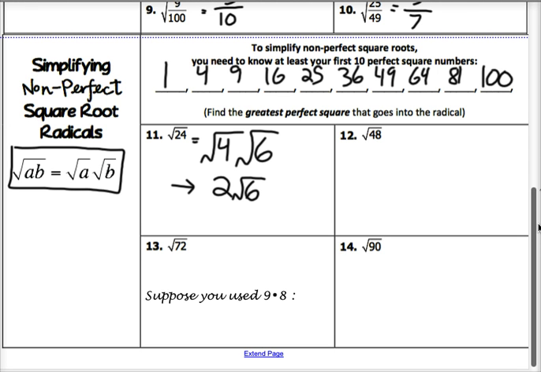Now, number 12. So looking at that one, now this is where you have to start being very careful because as you're looking at your list, you may see, oh, awesome, 4 goes into 48. However, notice that we are always looking for the greatest perfect square. So I emphasize greatest because you don't want to actually pull out the 4. What you want to pull out is the 16. 48 is 16 times 3. And when we pull that out, square root of 16 becomes 4. And then we leave the square root of 3.